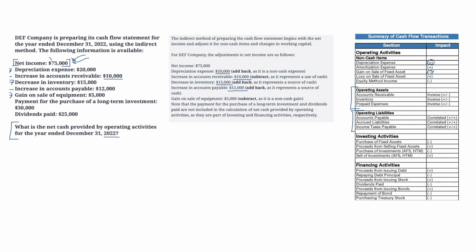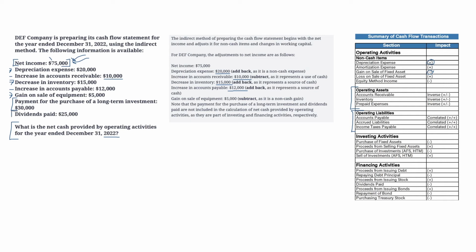Next, we have payment for the purchase of a long-term investment. This does not go in operating activities. This would be an investing activity because we're paying for a long-term investment, or crediting cash for a long-term asset. And then we have dividends paid of $25,000.